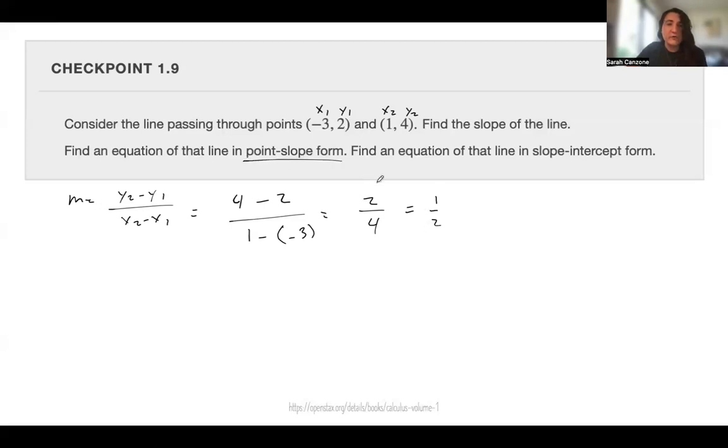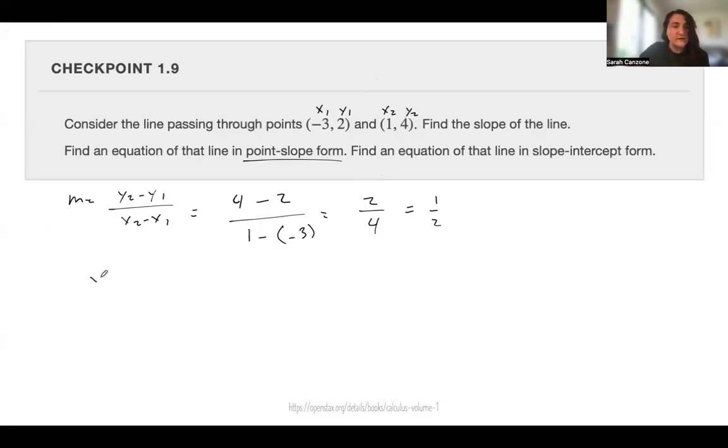I'm going to go ahead and use point slope form first. So what that says is you can choose either point, any point. You can find a new point if you want to, though probably don't do that. That leaves room for error.